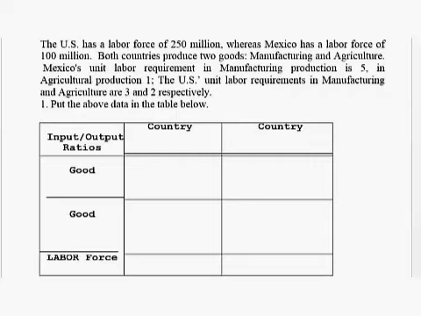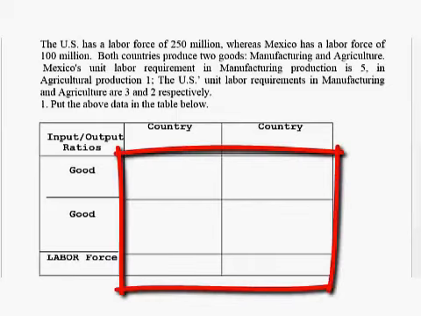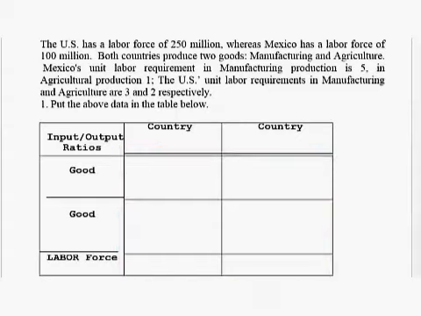We want to take these data and put them in a table so that we understand what we're looking at. So what we need to do is to take the 6 numbers we have, the 4 input-output ratios, which are 5, 1, 3, and 2 respectively, and the 2 quantities of labor, 250 million and 100 million, and put them in these 6 spaces right here.